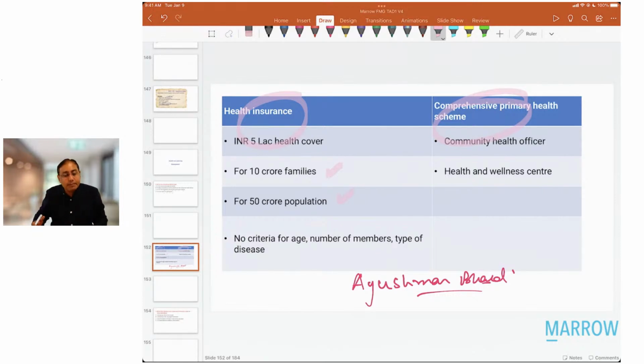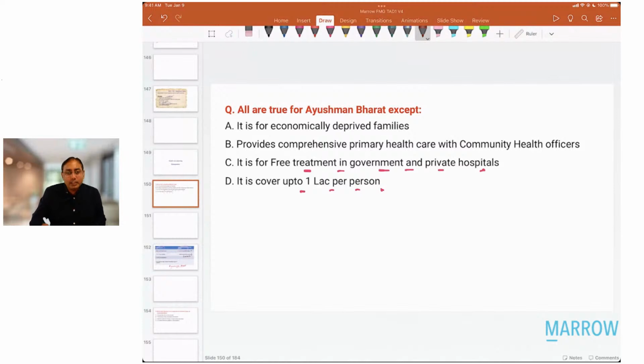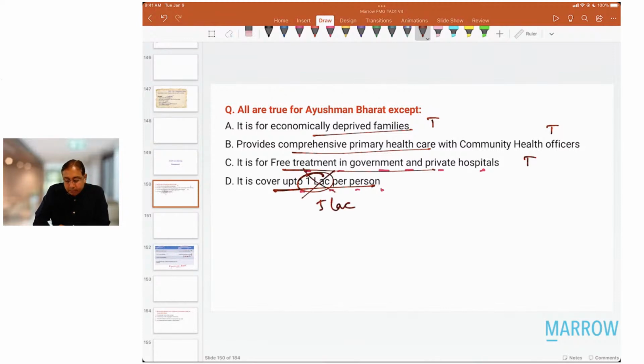Under the comprehensive primary healthcare system, the healthcare system of India is taken up. Our old sub centers have been upgraded to health and wellness centers with the post of community health officer. So if you understand this, all are true for Ayushman Bharat. It is for economically deprived families. This is true. Provides comprehensive primary health care. Yes. Free treatment in government. Yes. It covers up to 1 lakh? No, it is up to 5 lakh per family.